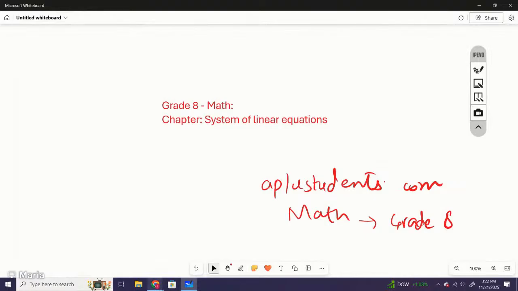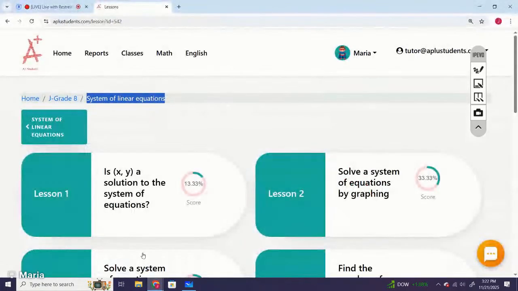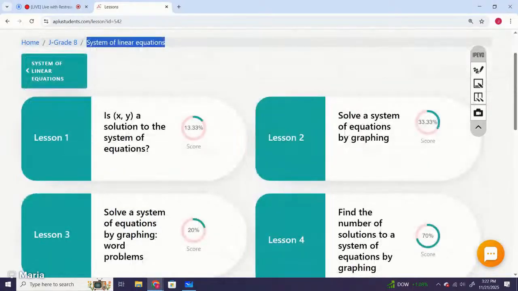So please make sure you have your notebook and pencil so that you can note down the important examples and definitions as well. We are facing some technical issues, that's why the class is late. So I am sorry for this. Let's just start with the first lesson, that is: is (x, y) a solution to the system of equations.